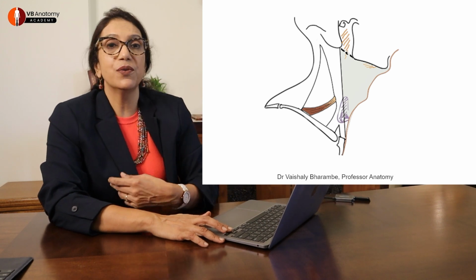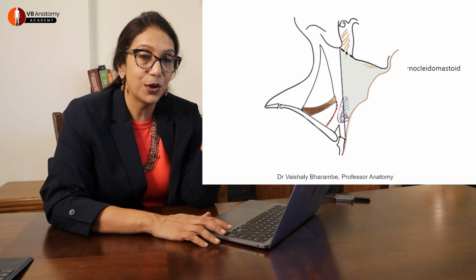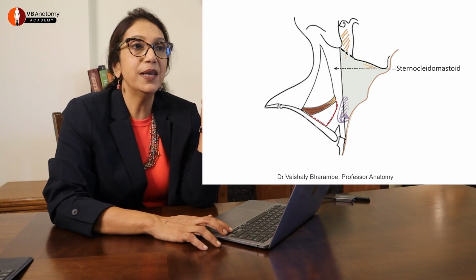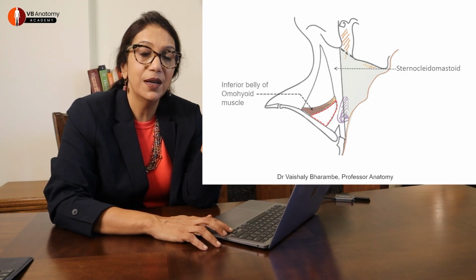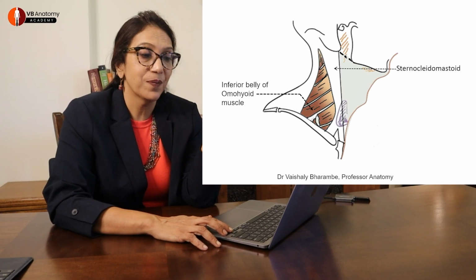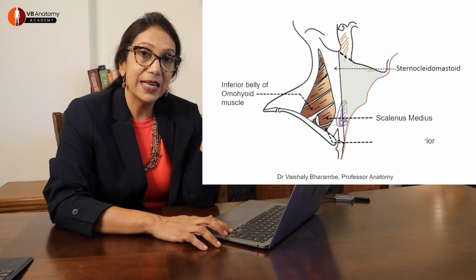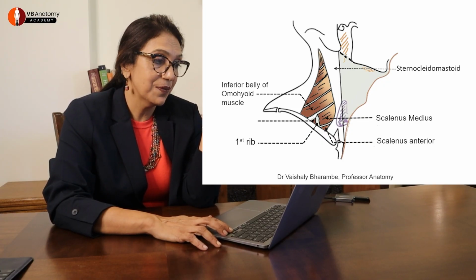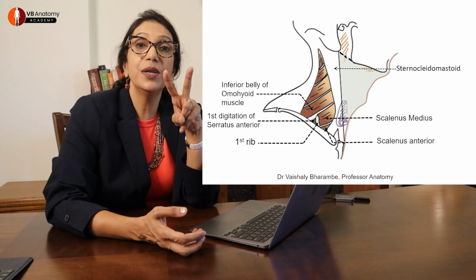Let's take a look at this image and tell me the boundaries of the supraclavicular triangle. Anteriorly bound by sternocleidomastoid. Now you know the rest. Inferiorly bound by clavicle. Superiorly bound by the inferior belly of omohyoid. You knew this, okay? Similarly, you know the floor also. This one, which muscle? Scalenus medius. This one, scalenus anterior. This one is the first rib, and this one is the first digitation of serratus anterior. Easy? You already knew these two facts.